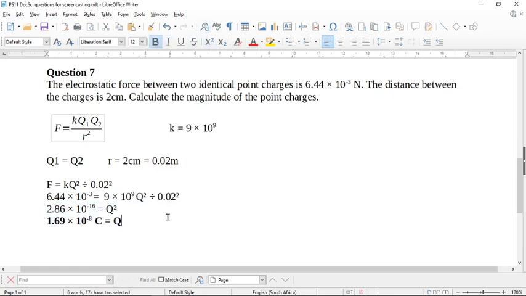So you just insert everything into the formula and look for the unknown, remembering that if the charges are identical, Q1, Q2 becomes Q squared, and then you just root your answer. Quite easily done.